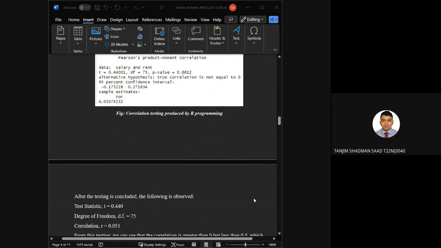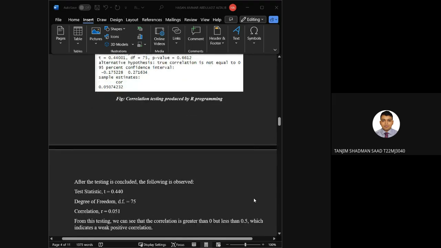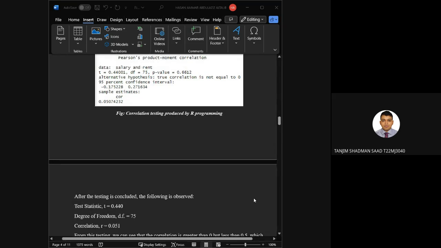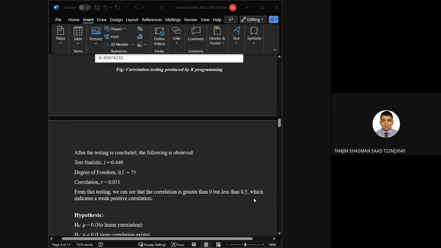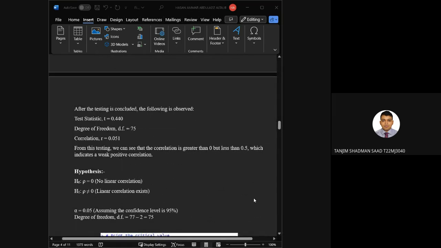At first, by doing the test statistics, we get the value of t here is 0.440, and also the degree of freedom is 75, and the correlation coefficient is 0.051. As we know that 0.051 is close to 0.05, we can conclude that there is a weak positive correlation between these two data.